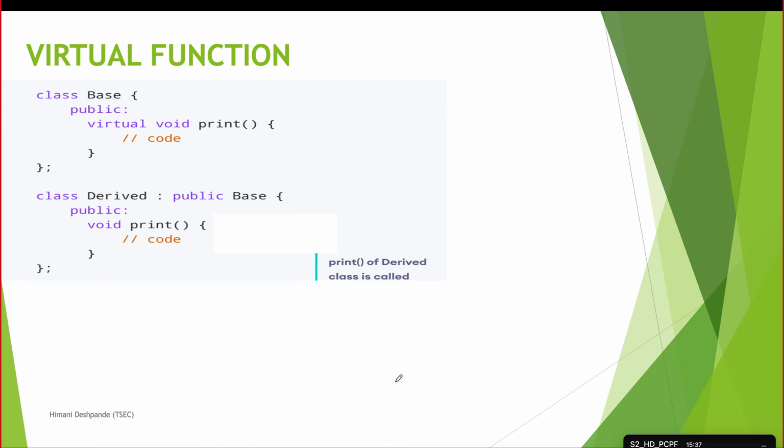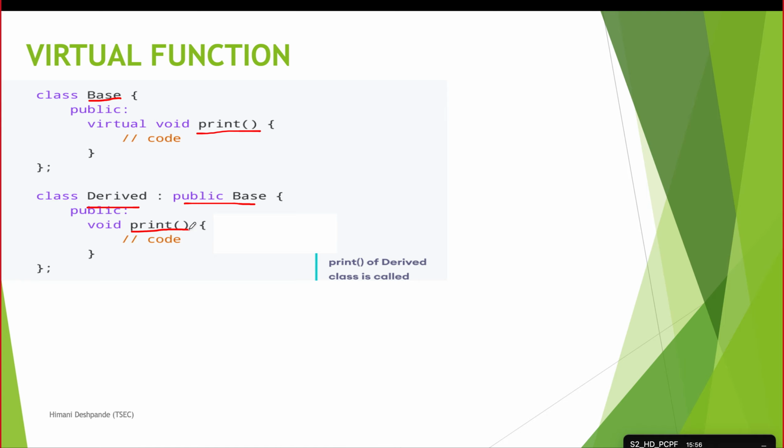So what is a virtual function? This is our base class and this is our derived class. The derived class is inheriting the base class. There is a function print in the base class as well as a function print in the derived class.